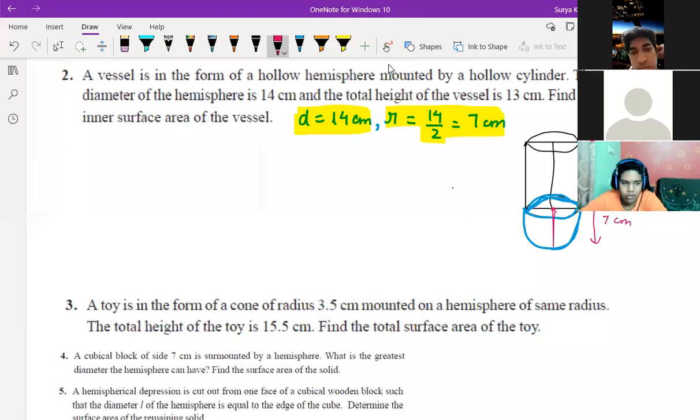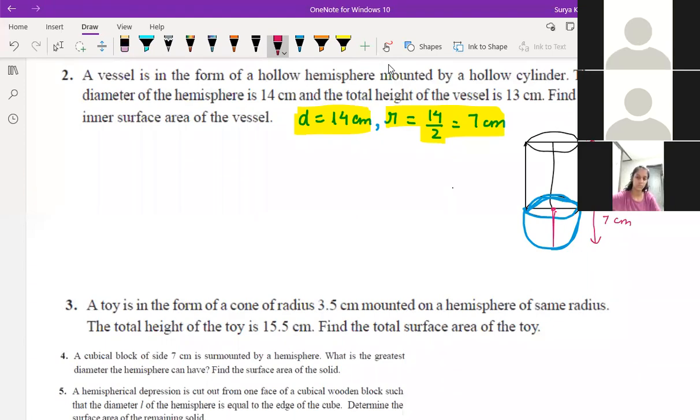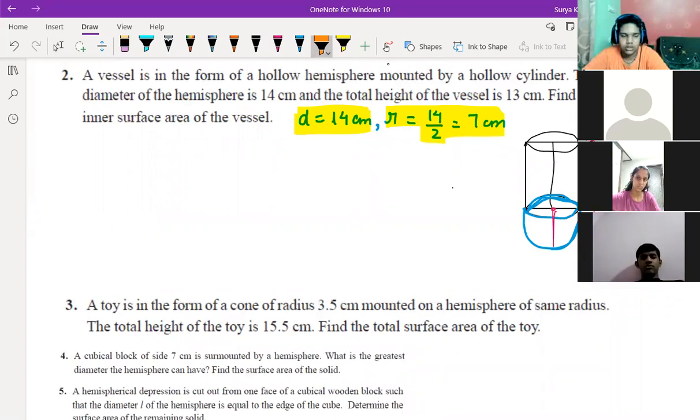Find the inner surface area of the vessel. We have to find the inner surface area of the vessel, so we have to think about which area we should consider. I'm just coloring over here what you should consider. If you're filling water in this, which area should you consider? This part area and this part area you should consider.